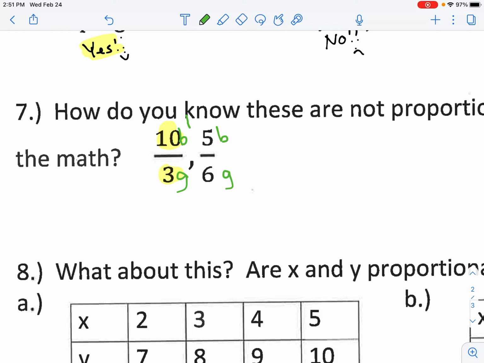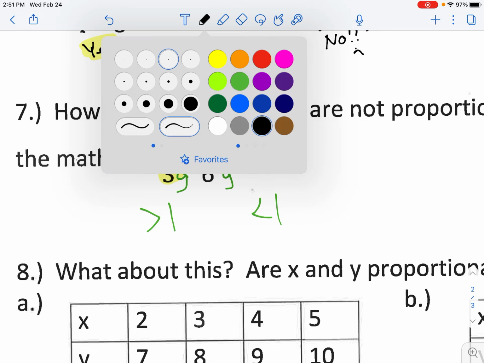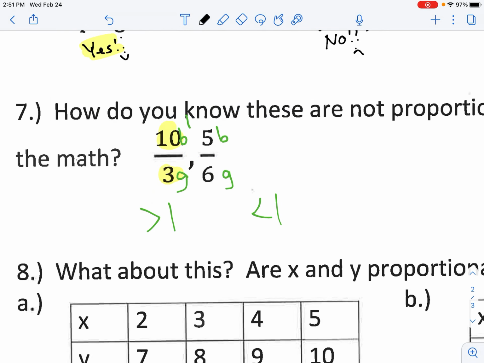But what I do notice is that 10 is greater than 3. So this answer over here would be greater than 1 whole. But 5 to 6, that would be less than 1. So anytime that you have a ratio with a numerator greater and another ratio with the numerator lesser, that's going to be an automatic no.